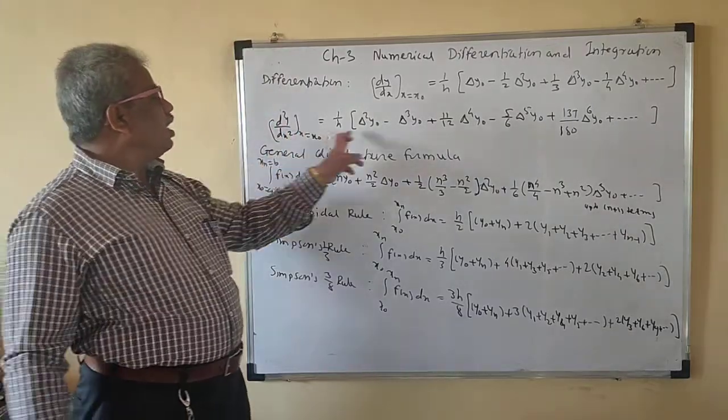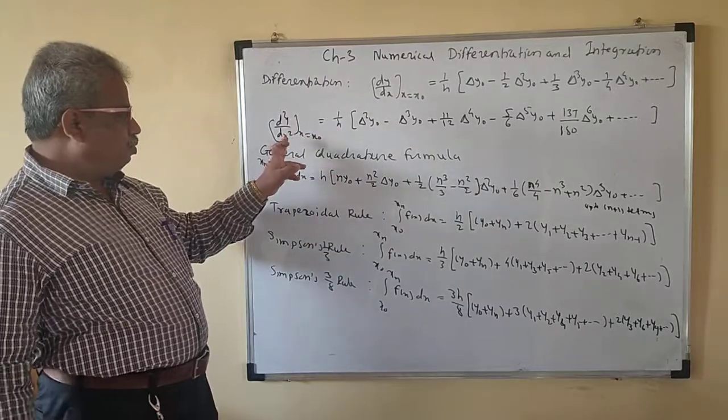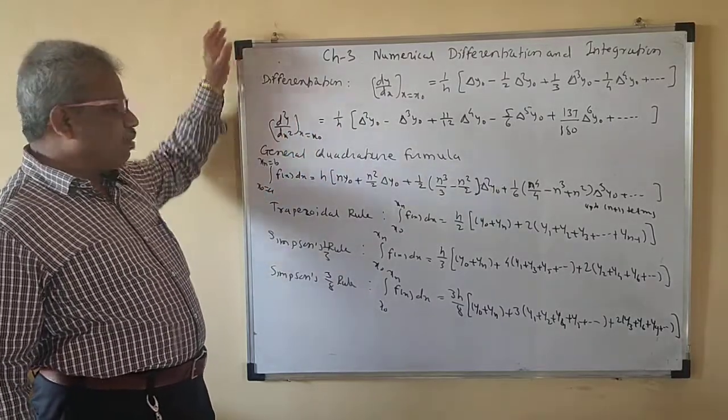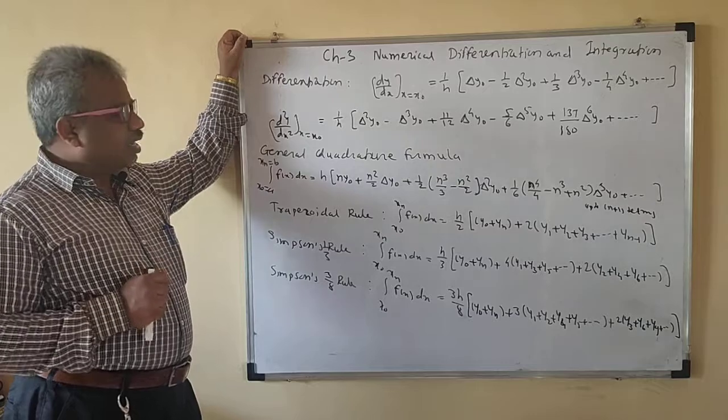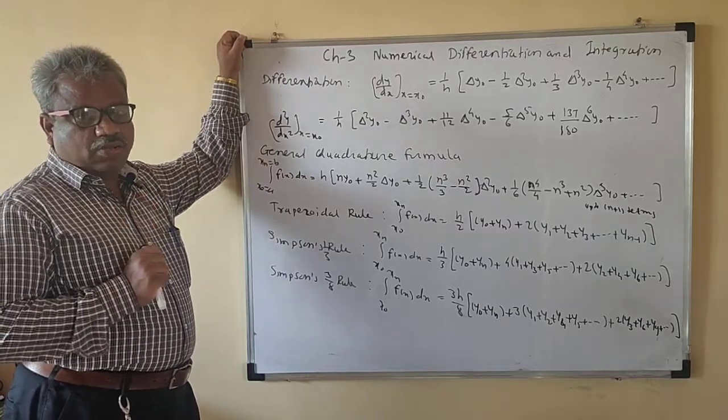So this is the second derivative. Numerically we have to find the values of d2y by dx square with the help of the given data. Note that here also the values of x should be equally spaced.